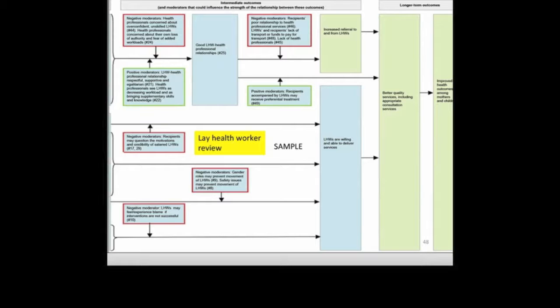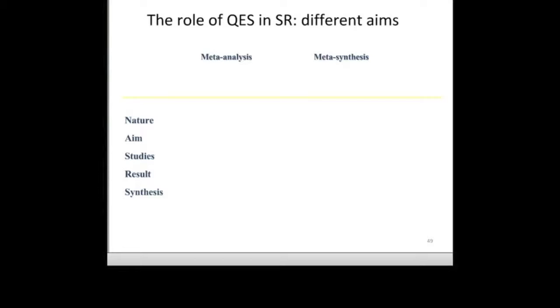So what you can do is you can bring in all that qualitative evidence in your flowchart of your review, and it provides you with a much clearer understanding of what is actually going on. I'm going to sum this up with some of the differences between that sort of meta-analysis and meta-synthesis stream of evidence.